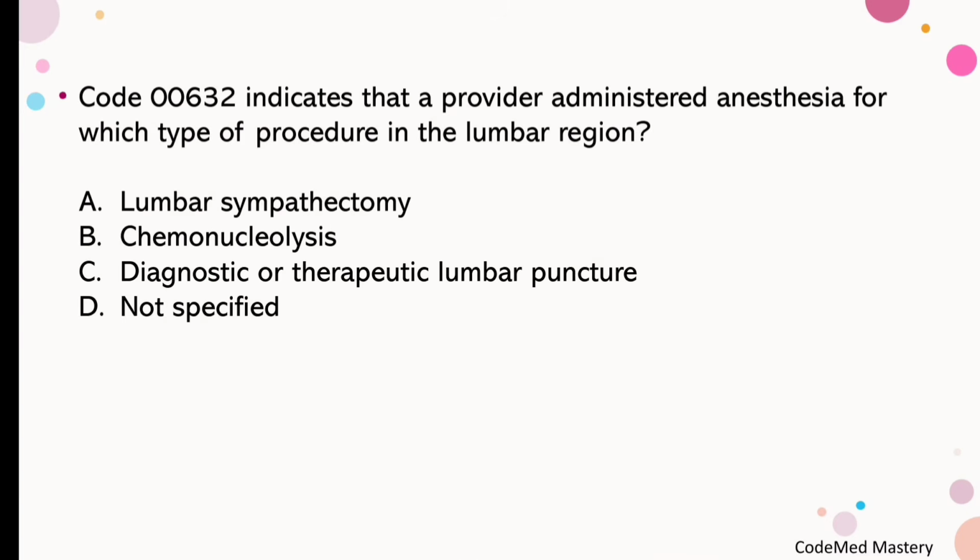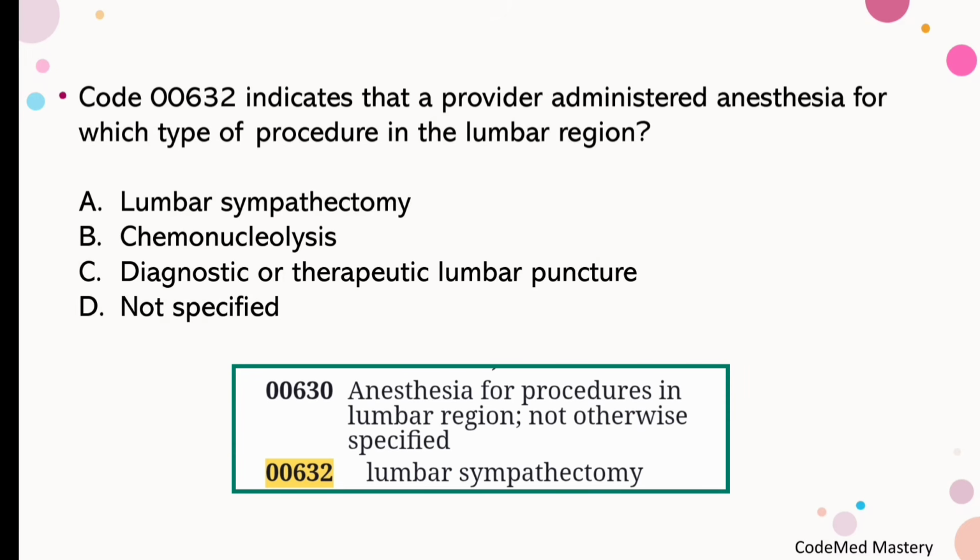Code 00632 indicates that a provider administered anesthesia for which type of procedure in the lumbar region? Option A, lumbar sympathectomy. Option B, chemonucleolysis. Option C, diagnostic or therapeutic lumbar puncture. Option D, not specified. So they're asking, what does the code 00632 indicate? Check the code 00632. It is for anesthesia for procedures in lumbar region, lumbar sympathectomy. Therefore, without thinking much, we'll choose option A.